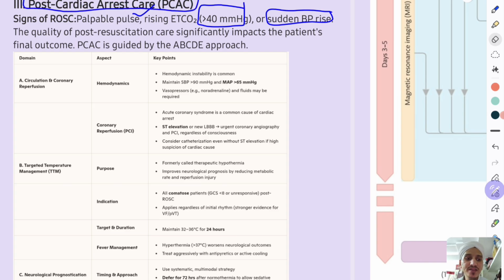So what you will do after that, we will provide post cardiac arrest care. That's very important because mortality of the patient is high if there is no good post cardiac arrest care. So what all we need to remember in post cardiac arrest care, we will understand by this diagram.